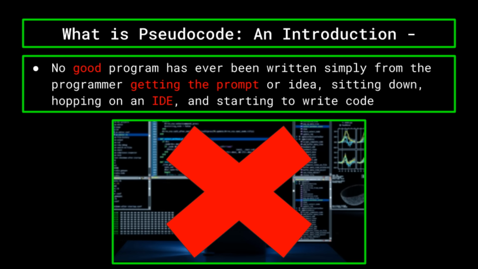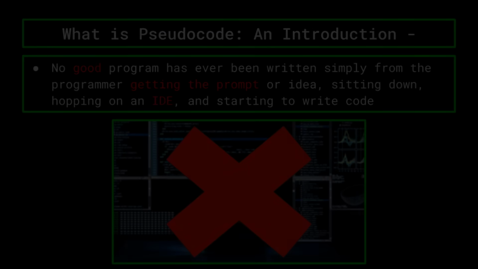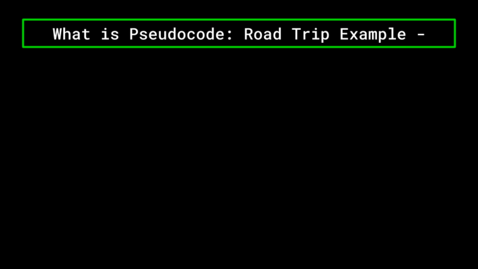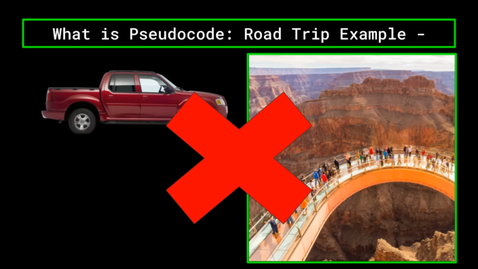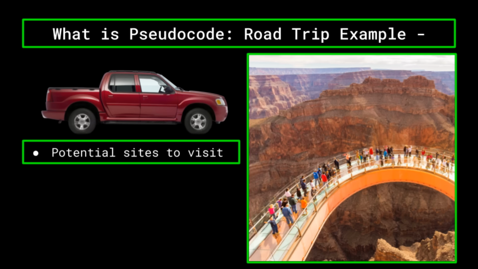This is where pseudocode comes into play. Think of pseudocode like this. If you wanted to take a family trip to the Grand Canyon, would you simply hop in your car and drive off and figure out things later? No, because that would be ridiculous. Instead, you would spend some time planning out the trip. What sites or places do you want to visit?